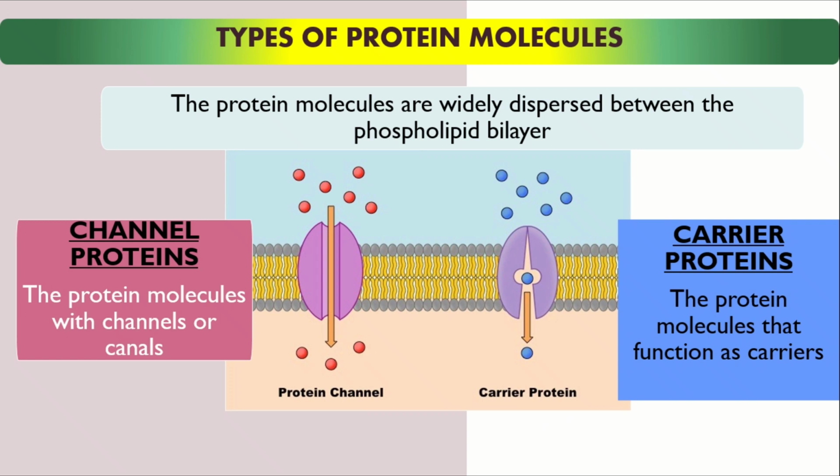Let me discuss about the types of protein. The protein molecules are widely dispersed between the phospholipid bilayer. It consists of the channel protein and the carrier protein. The channel protein is a protein molecule with a channel or a canal. Here, it has only one straight channel. Meanwhile, the carrier protein functions as a carrier.